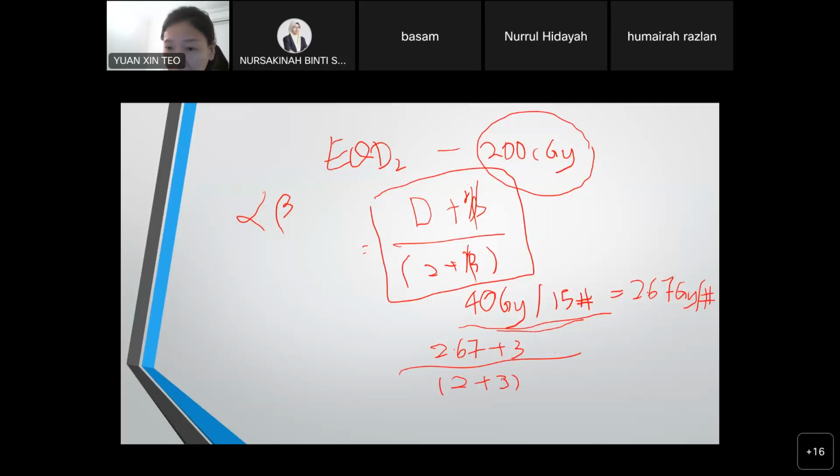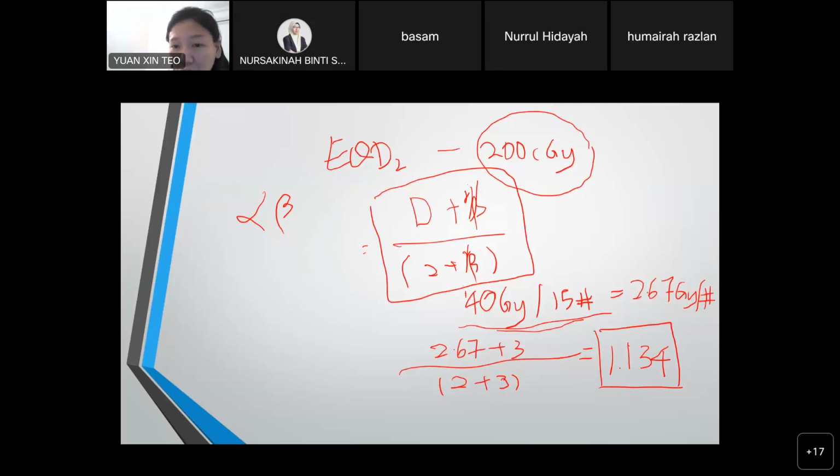Okay, can everyone calculate this for me? What is the factor? You can type in the chat box. Okay, 1.134. So this is the factor.